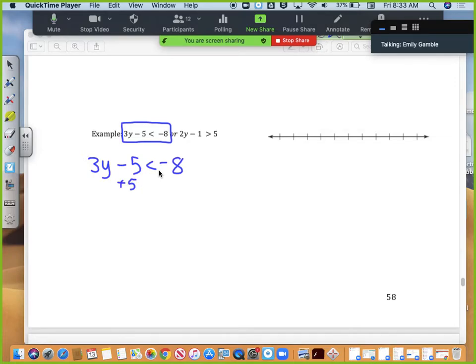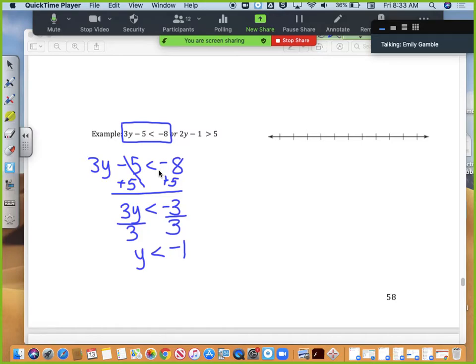Solving this one, I would get rid of the minus 5 by adding 5 to both sides. I get 3y is less than negative 8 plus 5, which is negative 3. And then I would divide by the number in front of y, which is 3. The sign does not flip. I know that I have a negative as my answer. I know that I'm taking a negative 3 and dividing it, but you only flip the sign when you divide by an actual negative number. So the sign does not flip because we divide by a positive number.